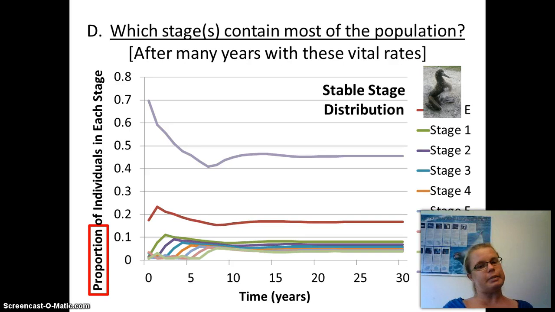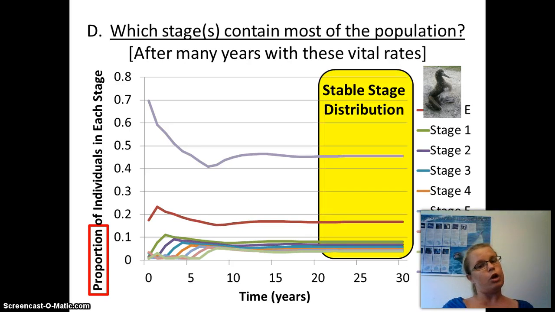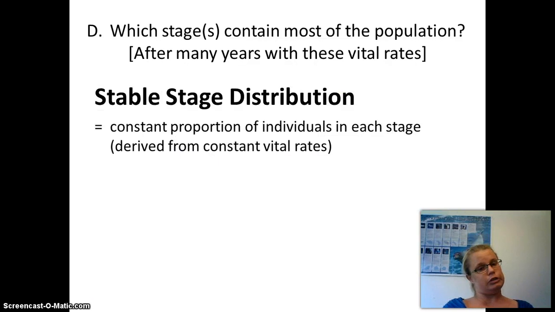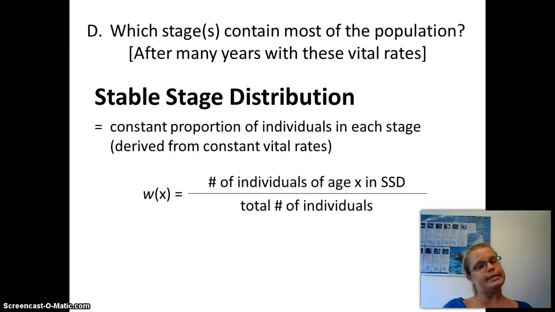So this is what we call the stable stage distribution. The proportion of individuals in each stage once the population is no longer changing. So it's a constant proportion of individuals in each stage, but it's derived from the constant vital rates. So in fact, you can calculate the stable stage distribution directly from the transition matrix without even looking at the initial population vector. It's the number of individuals of age x in the stable stage distribution divided by the total number of individuals, period. So all of these elements of the stable stage distribution are going to add up to 1.